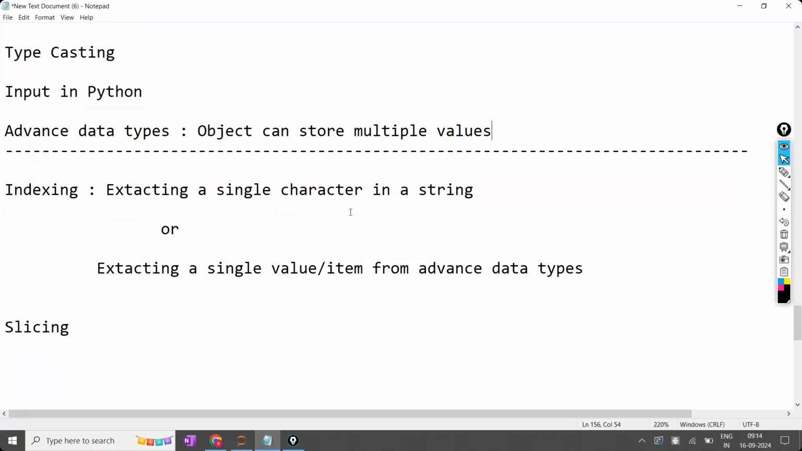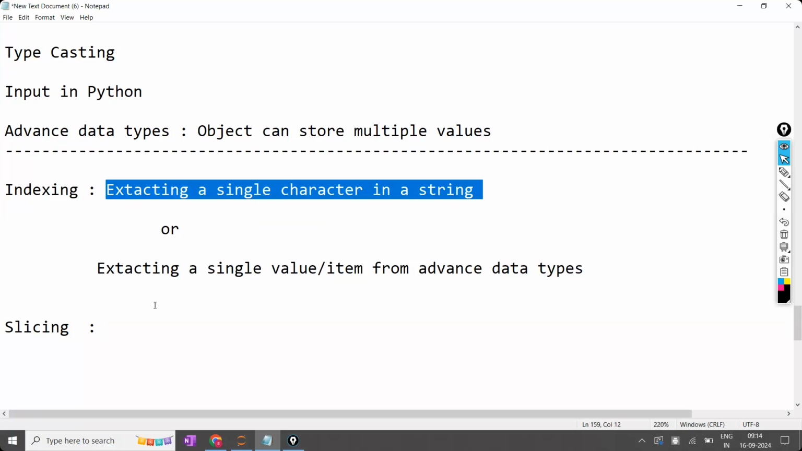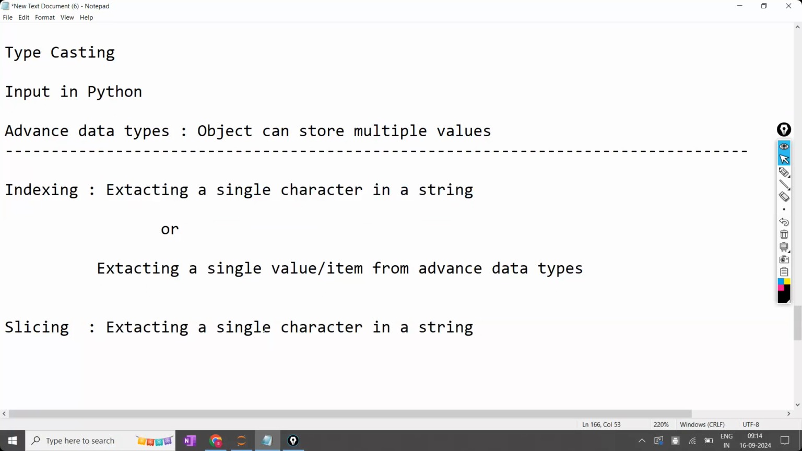So, extracting a single character in a string, or extracting a single value or item from advanced data types where multiple values are there, we go with indexing. Now, slicing means instead of extracting a single character, we are going to extract multiple characters.